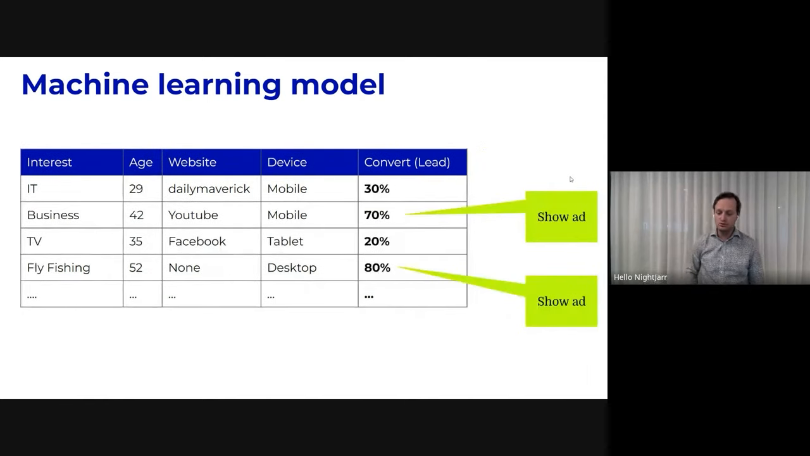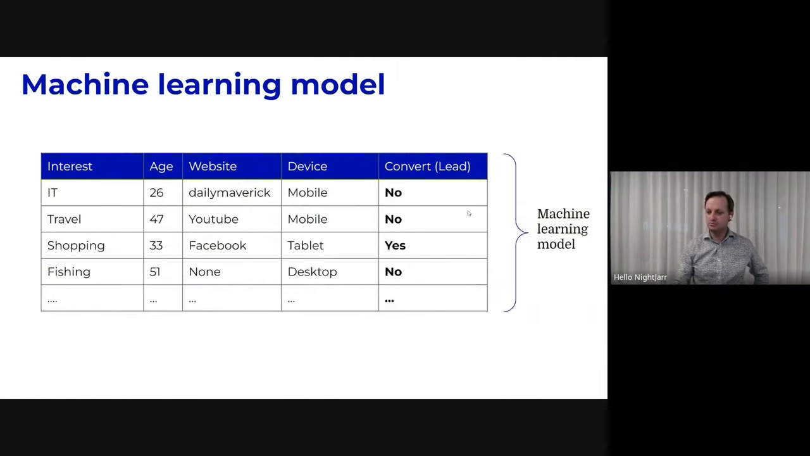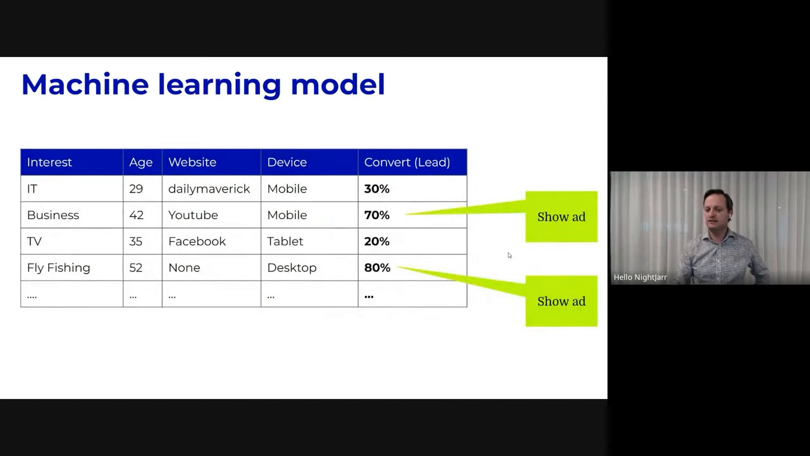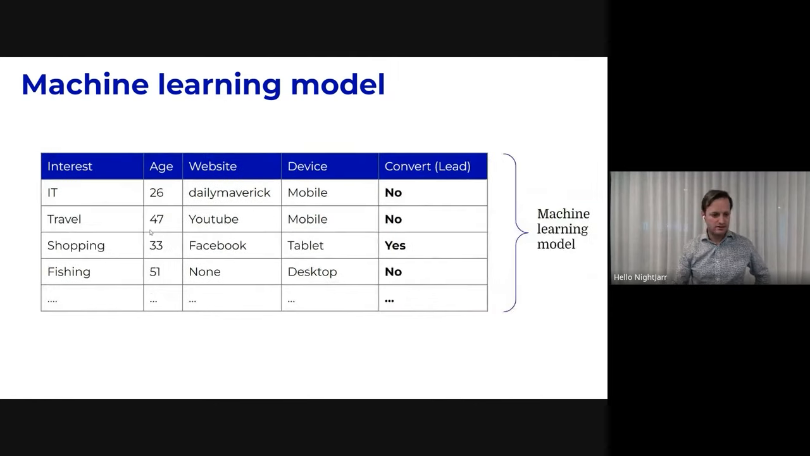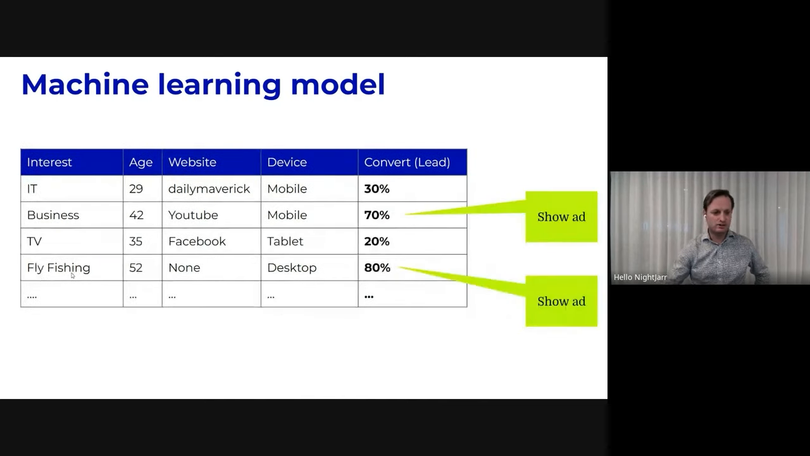Okay, so once this model has been learned and created, Google has these people who are browsing or searching for your keywords. So this guy's got an interest in IT. This is the age, website, device, TV. He's interested in television. He's 35 years old. Based on the model that was built here, it will then give a probability that this person could turn into a lead. For example, the fishing guy is quite closely associated with fly fishing. So it goes, okay, the probability is high that this person would actually convert. So it gives a percentage probability.